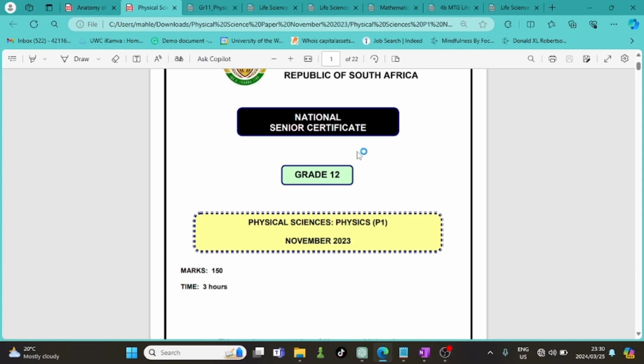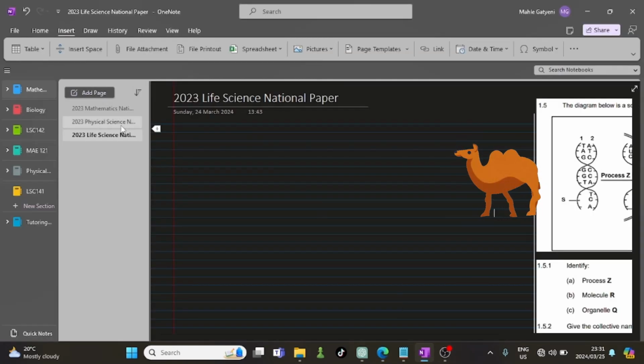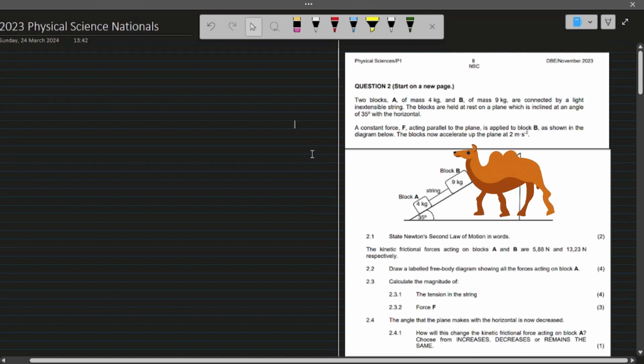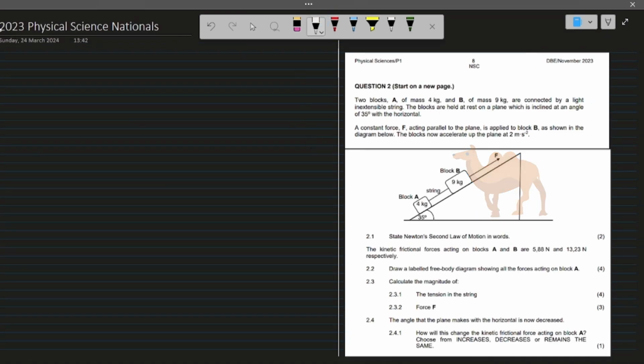So basically today, guys, we're going to be focusing on the physical science question. It's the November 2023 paper 1. Let's get into the question. The first thing we're going to do is question 2.1.